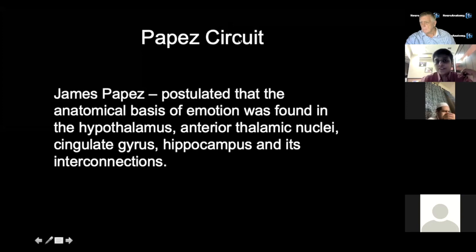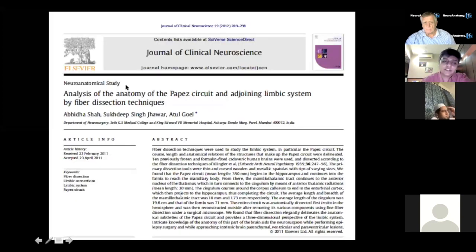So the Papez circuit forms the most important component of your limbic system. It is not the only component, but it is a very significant component of the limbic system. So we're going to dissect it one by one. It was originally described by Papez, who postulated that the anatomical basis of emotion was found in the hypothalamus, anterior thalamic nuclei, cingulate gyrus, hippocampus, and its interconnections. And the whole circuit that was described by him, as we will see it now, was called the Papez circuit.